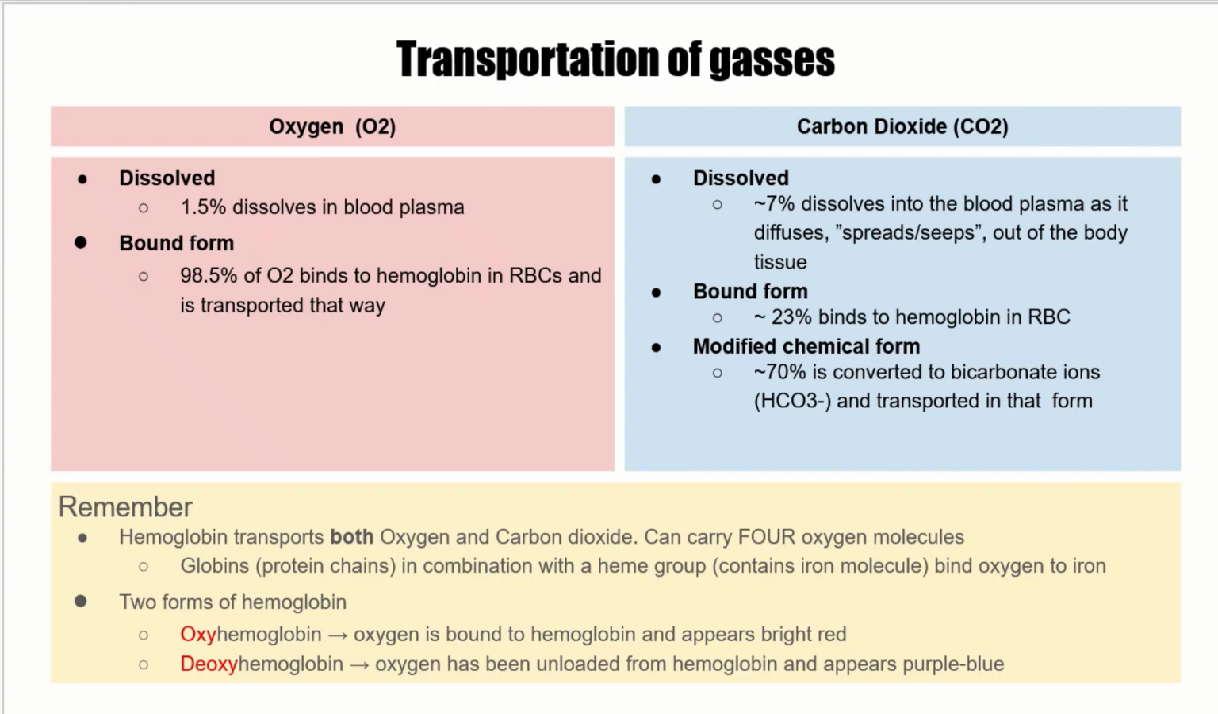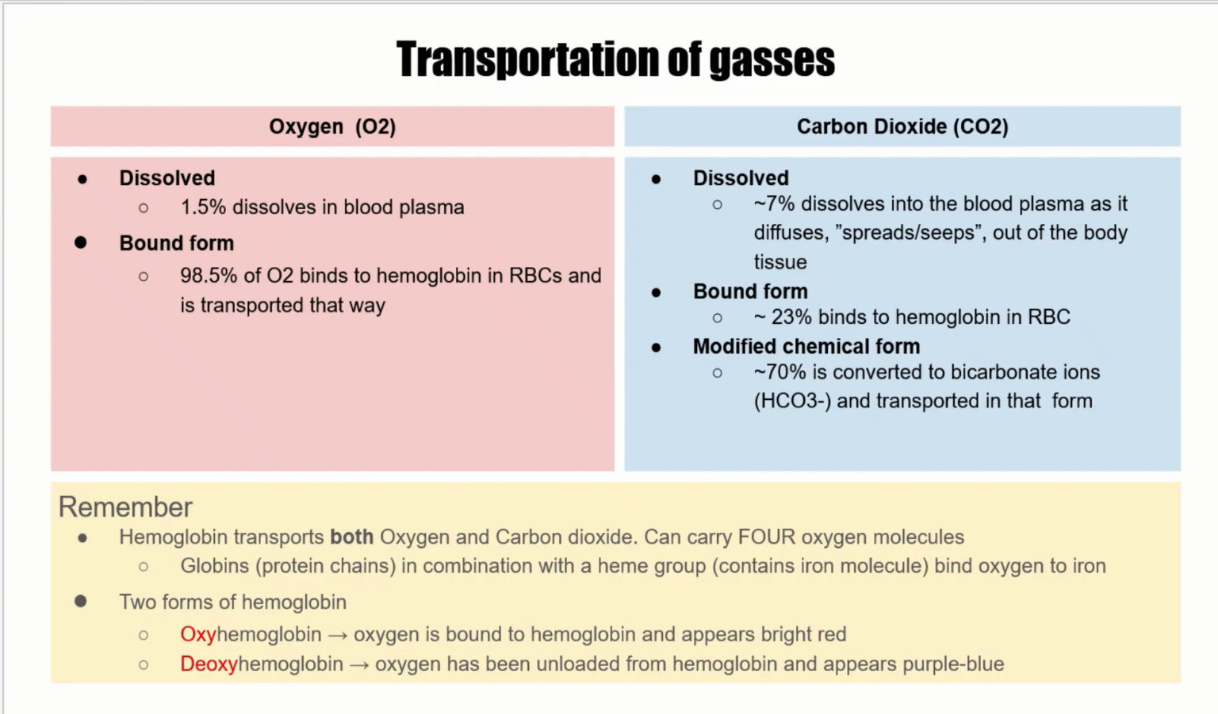You have the dissolved form, that's just going to be within the plasma, and then the bound form, because we all know that some of it's bound to hemoglobin within the red blood cells from when we started hematology, and then the modified chemical form. The modified chemical form was the one that I struggled with a little bit, just because I couldn't get my head around the formula that Dr. K was showing on the screen, so I had to go look for some videos on it.